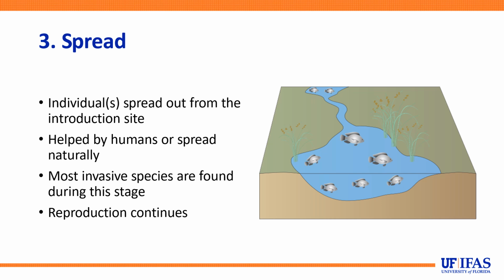Their numbers continue to climb, and people start to take notice of this new abundant fish they had never seen before. This is when most invasive species are found and reported. Oftentimes, it's too late, too expensive, or not feasible to get rid of all of them because they're spread out far across multiple water bodies.